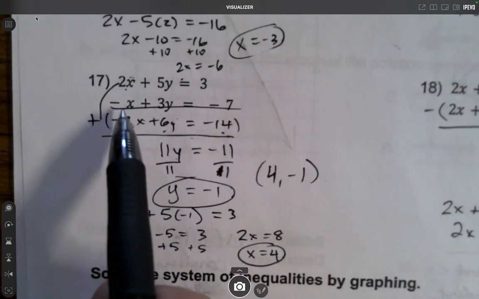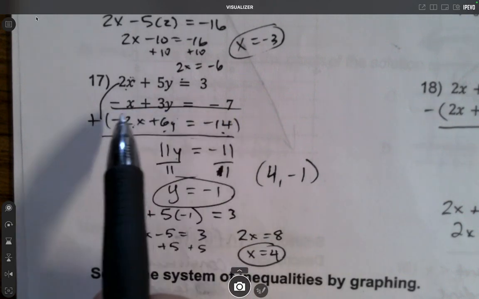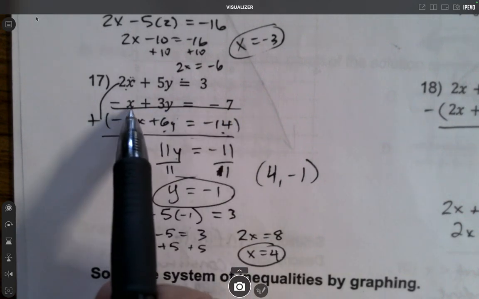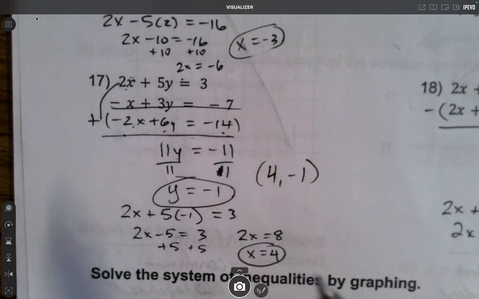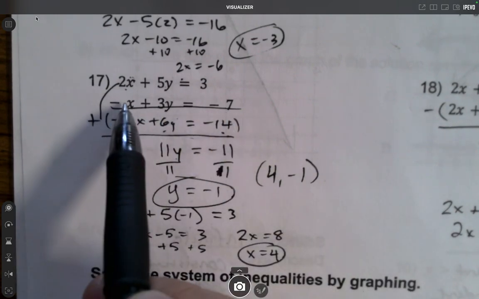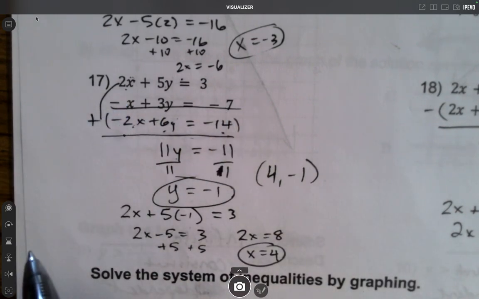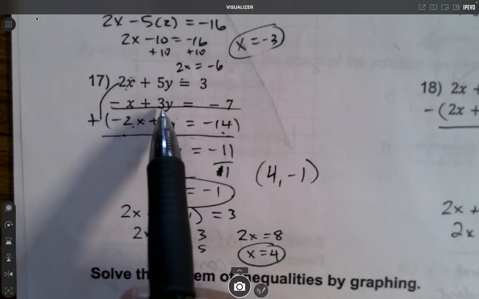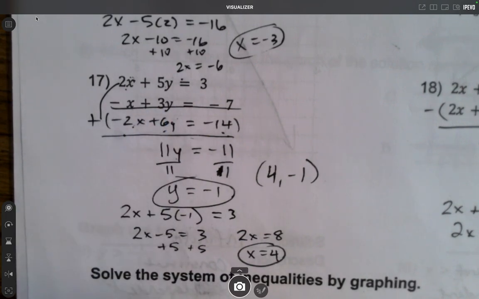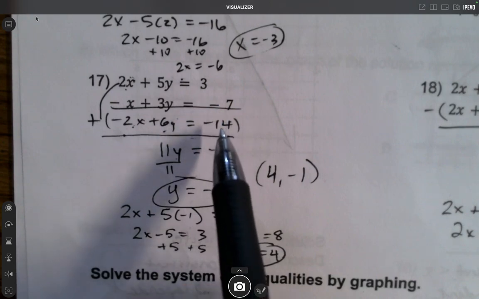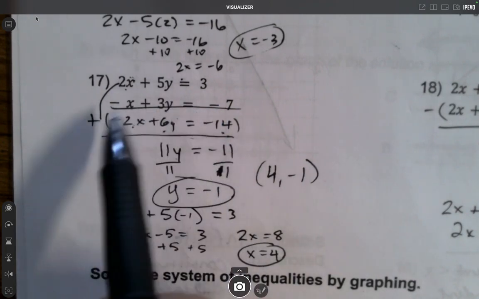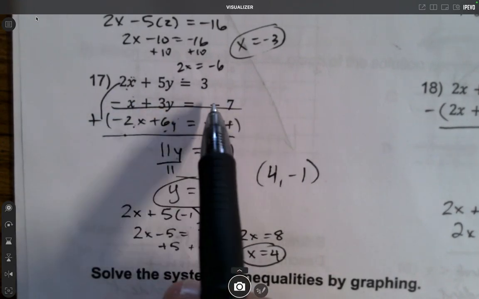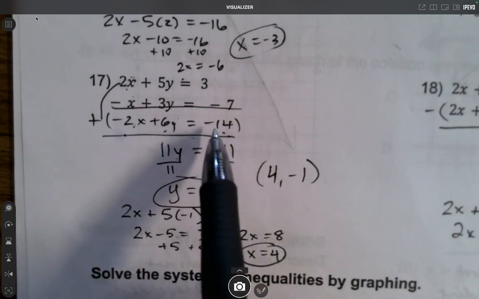So I chose to multiply this bottom equation by 2. When I do that, I have to multiply every piece in the equation by 2. So 2 times negative x is negative 2x. 2 times 3y is 6y. 2 times negative 7 is negative 14. So you can kind of ignore this middle equation now because I've transformed it into this one.